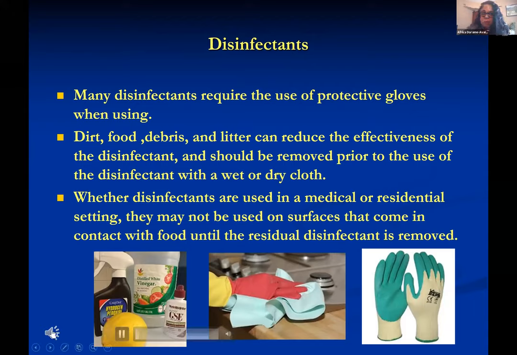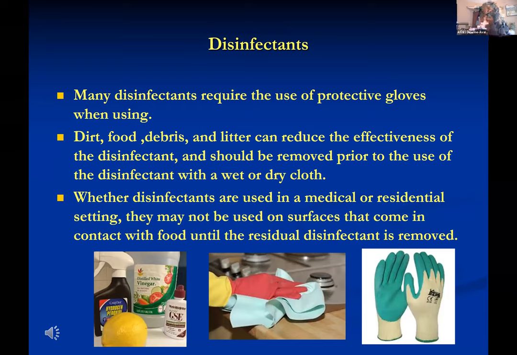Disinfectants. Many disinfectants require the use of protective gloves when using. Please read the label to see what PPE is required when using any type of disinfectant. Dirt, food, debris, and liquid can reduce the effectiveness of the disinfectant and should be removed prior to its use with a wet or dry cloth. One example is when you use hand sanitizer, you should make sure that your hands are clean prior to applying hand sanitizer for it to be effective.